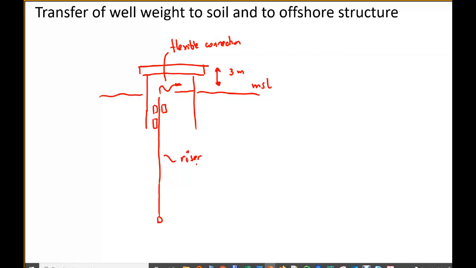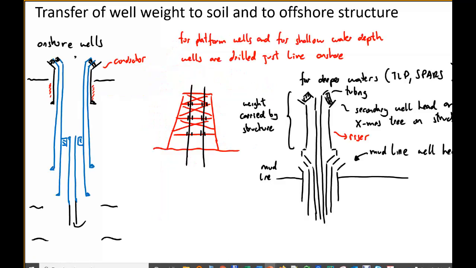Sometimes you do it with two systems. These are some cans that have air, so flotation cans. While this is the riser, the riser is still in place, but the spar is moving up and down. Let's call this a spar. Then with the flexible hose you can still just allow the movement. But these flotation cans are holding the weight of the riser, the weight of the tubing, and the weight of the Christmas tree that is up here.